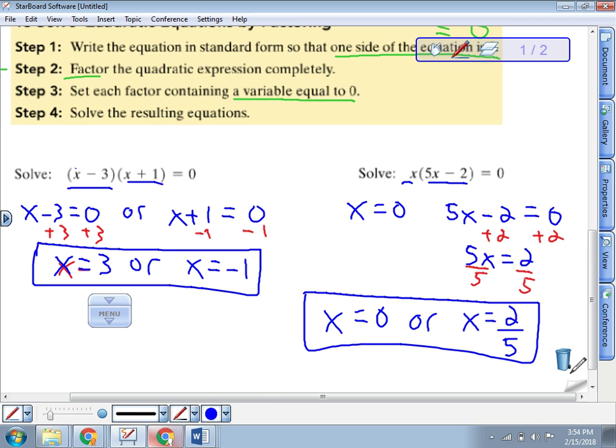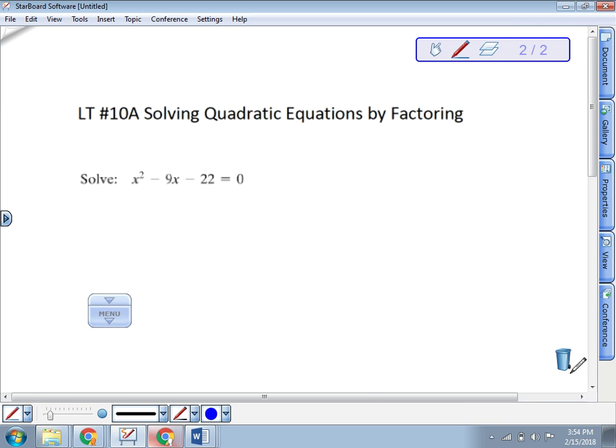Let's take a look at a couple more examples that you're going to see. This one right here is set equal to 0, great, but it's not factored. It's a trinomial. This is where we need to look for factors of -22 that add up to -9. This is what we've been taught, how to factor trinomials.